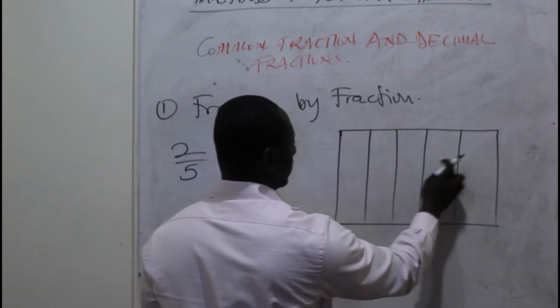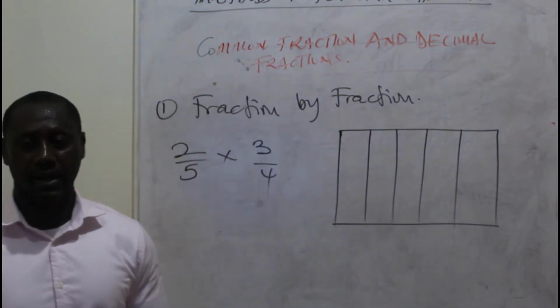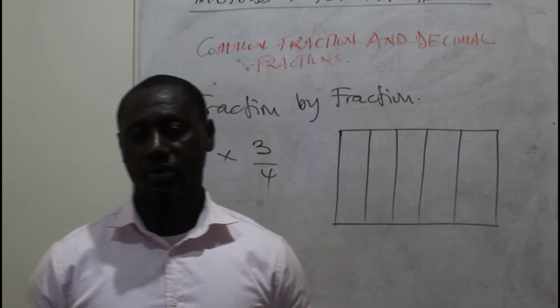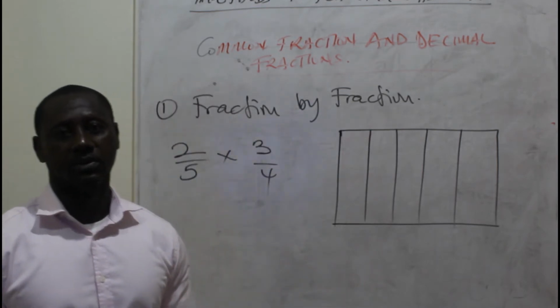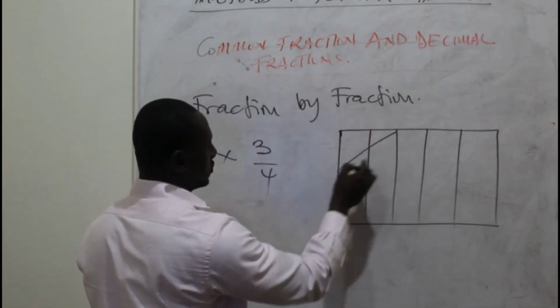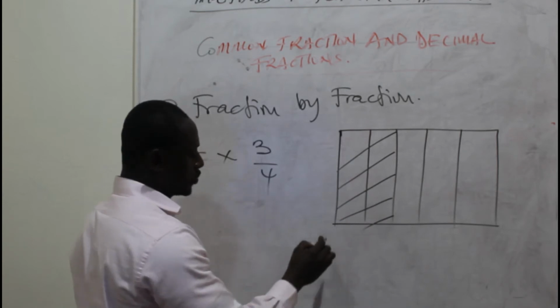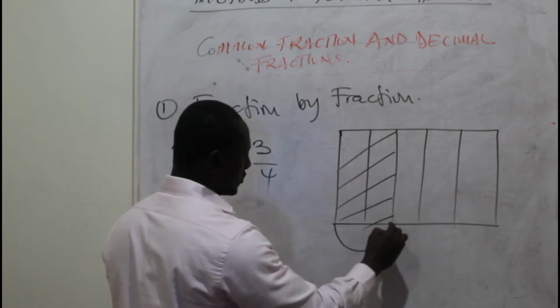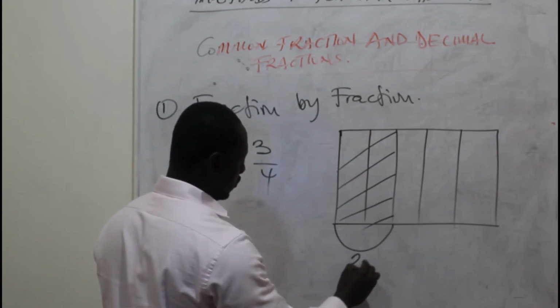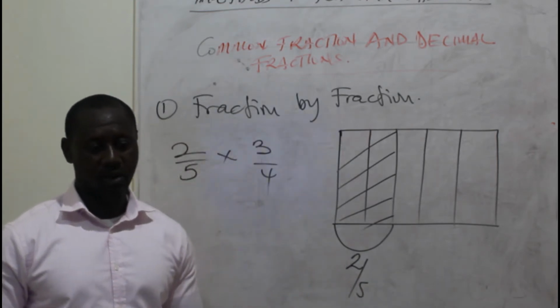1, 2, 3, 4, 5. Then we shade 2 out of that. So when we shade the 2, it's going to be something like this. And these 2 shaded forms the 2 out of 5.